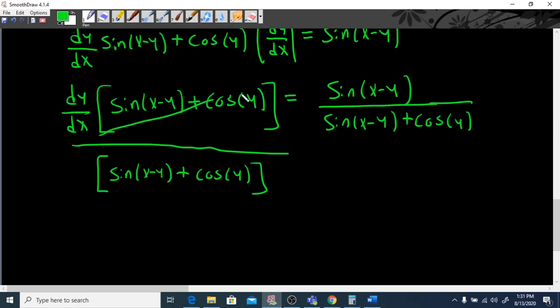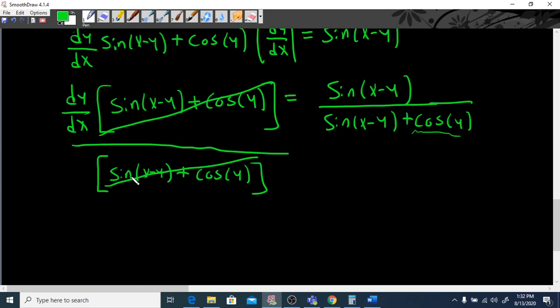Okay. And then these two things are identical. So, you divide something by itself, you're going to get 1. So it cancels out. You might be tempted to cancel these, but don't. If you want to cancel a sine of x minus y, it has to be present in every term. This term does not have a sine, so don't even try it.